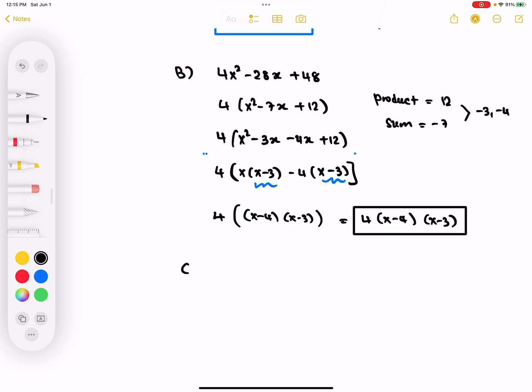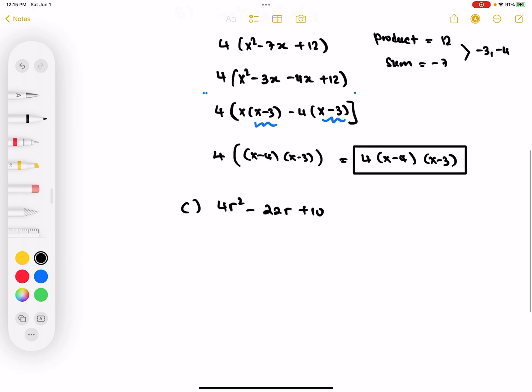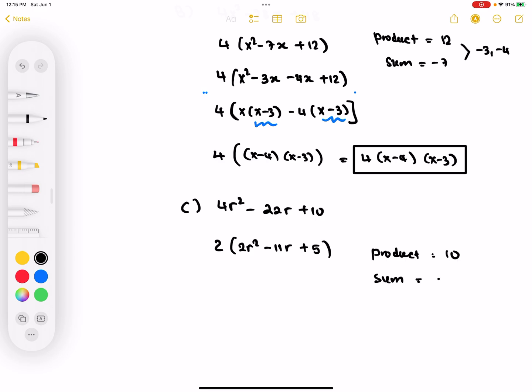For example, see the same thing. Let's say 4r squared minus 22r plus 10. Again, if you look at this one, we can factor out 2. 2 is common, so 2 times 2r squared minus 11r plus 5. Now, we can just use the product sum rule. Product, which is 2 times 5, is positive 10, and the sum is negative 11. Can we get two numbers that satisfy this condition? Yes, we can. That is negative 10 and negative 1, right?